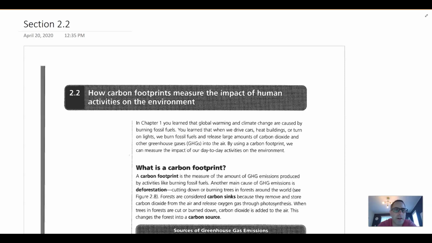Hey everyone, we're moving on to section 2.2, and this is where we'll start to focus our assessment of how humans impact the environment and learn some very specific ways we can look at that. And one of the first ways is using a term called carbon footprint. So I'm just going to take you through a little reading right now, and we're going to understand some basic terms and what the concept of carbon footprint is.